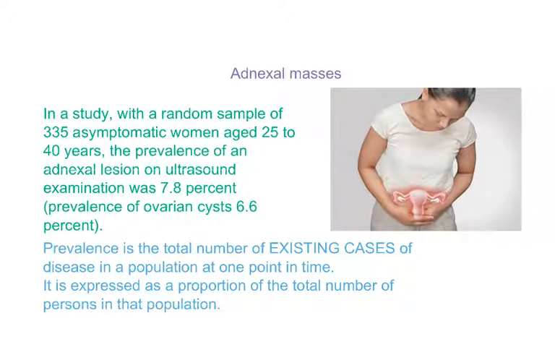Hi, we're going to talk today about adnexal masses. I'd like to mention a study with a random sample of 335 asymptomatic women aged 25 to 40. The prevalence of an adnexal lesion on ultrasound examination was 7.8%. Just remember that prevalence is the total number of existing cases of disease in a population at one point in time. It is expressed as a proportion of the total number of persons in that population.